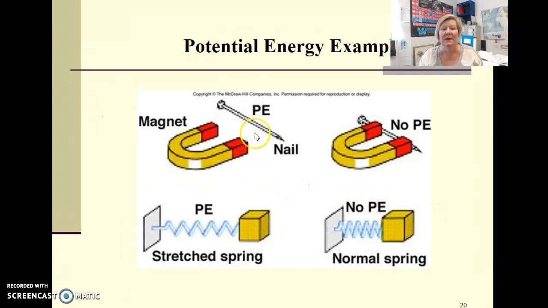Examples of potential energy would be a nail and a magnet. Once that nail has stuck to the magnet, there is no more potential. The same with our stretched spring here. We have potential to do work on what it is attached to, and then when it's just at rest, there is no potential.